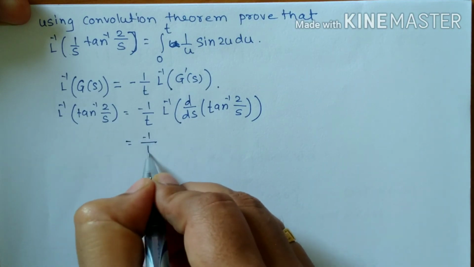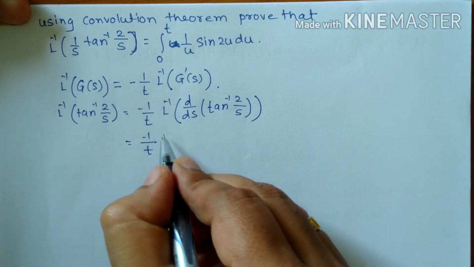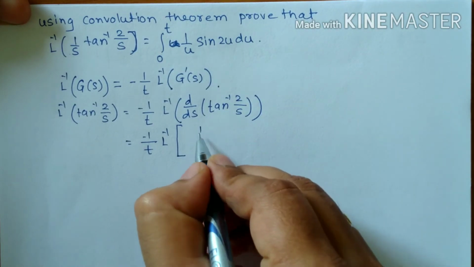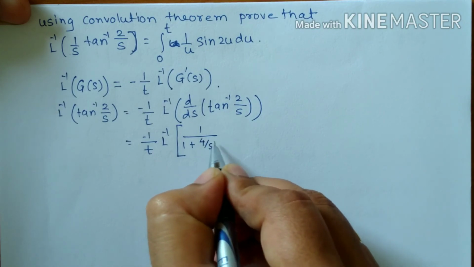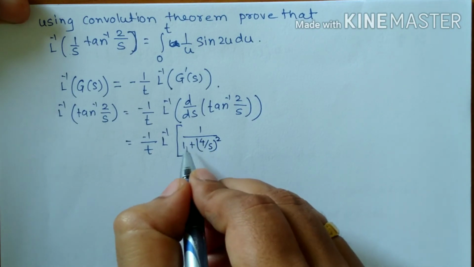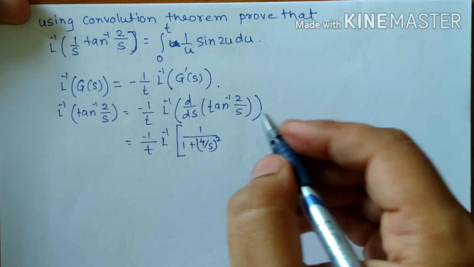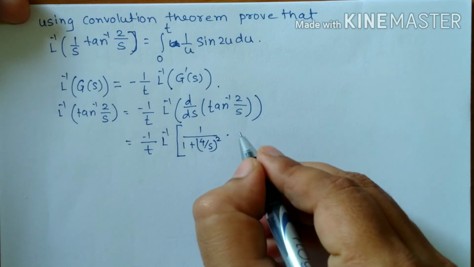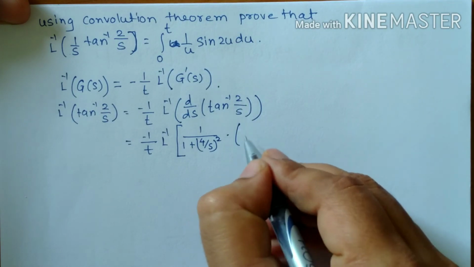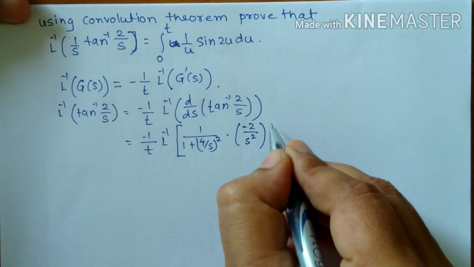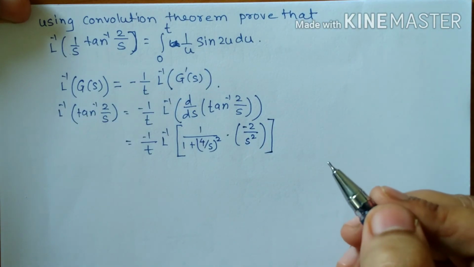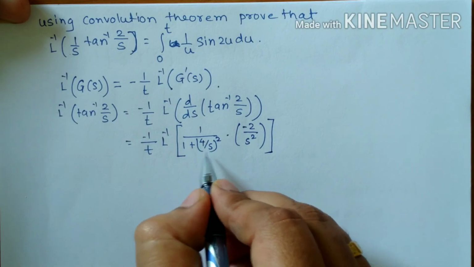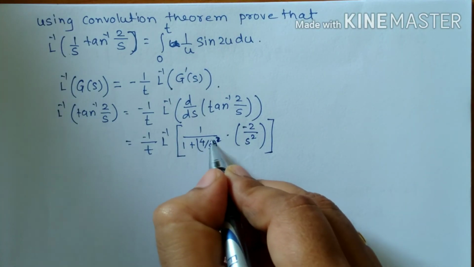So this is minus 1 upon t into L inverse of, what is the derivative of tan inverse 2 by s? It is 1 upon 1 plus 4 upon s square. 1 upon s square plus x square is the derivative. The x is nothing but 2 upon s into derivative of x, that is derivative of 2 upon s. So that is minus 2 upon s square.